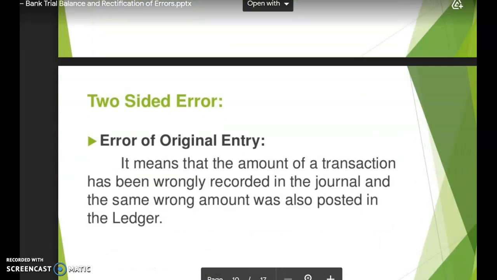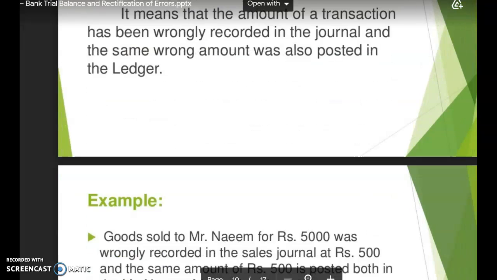Now comes the other type of error, error of original entry. It means that the amount of a transaction has been wrongly recorded in the journal and the same wrong amount was also posted in the ledger. हमने जब जर्नल में एंट्री की तब भी गलत कर दी, अमाउंट उसका गलत हो गया. जब हमने इस एंट्री को लेजर में पोस्ट किया तब भी इसकी जो अमाउंट है वो गलत पोस्ट हो गया. तो ऑटोमेटिकली जब जर्नल में गलती की तो हमने जब उसको आगे लेजर में पोस्ट किया, अगेन वी हैड डिड द मिस्टेक. So how we will rectify such type of errors?